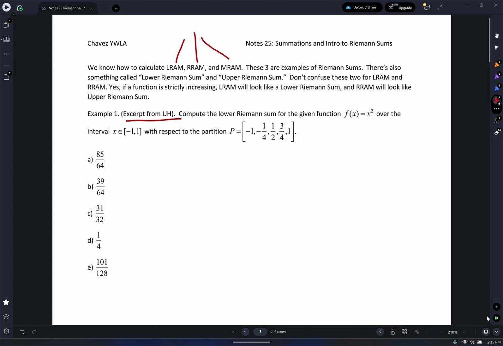Compute the lower, notice it says the word lower, Riemann sum for the given function, f of x equals x squared over the interval -1 to 1. And here are the partitions. You still have, let me see, how many? 1, 2, 3, 4 rectangles, but they're dictated by the lowest value. So what does that mean?